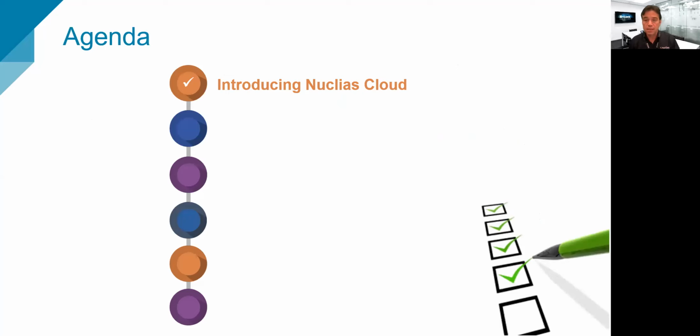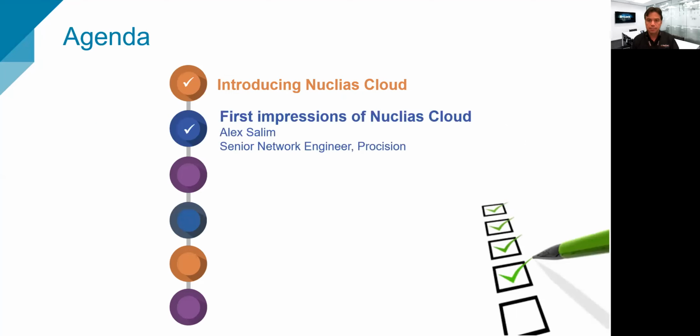But first up, here's what we're going to be running through today. We're going to be having a look at Nuclias Cloud. Nuclias Cloud is not a new product, but to many people, it may be something that you're coming across for the first time. So we'll be talking about the Nuclias Cloud solution and how that works, who that is aimed for. After that, we'll be hearing from Alex Salim, Senior Network Engineer at Procision, to get his first impressions of Nuclias Cloud and how the team at Procision have been using that product within their business.